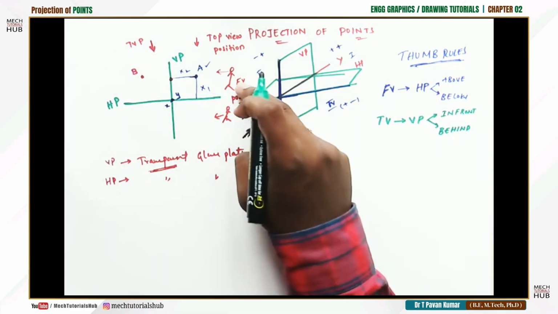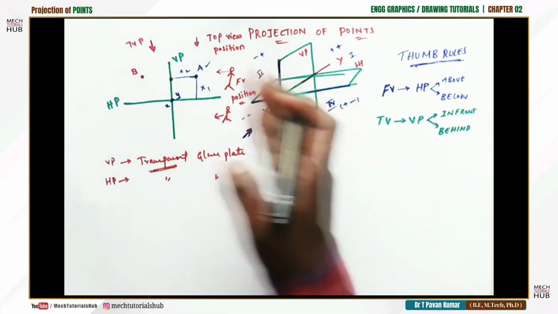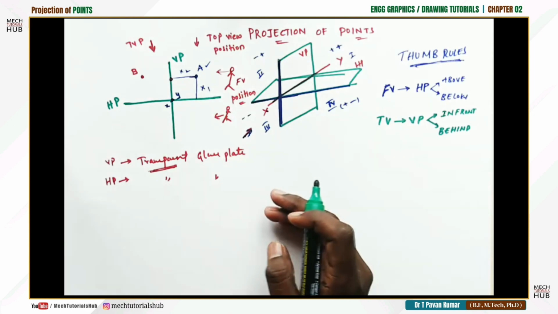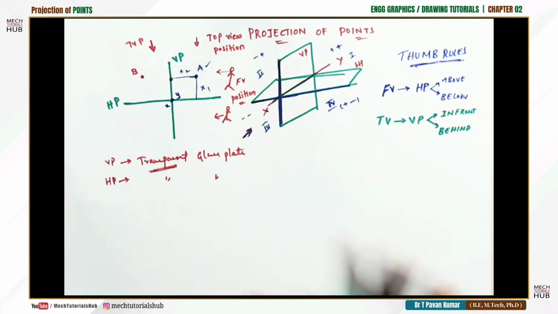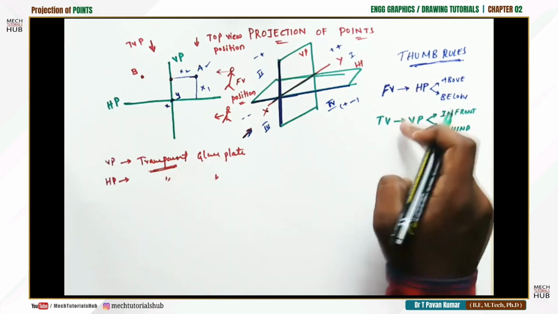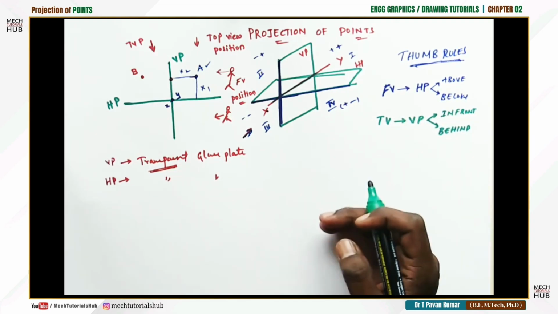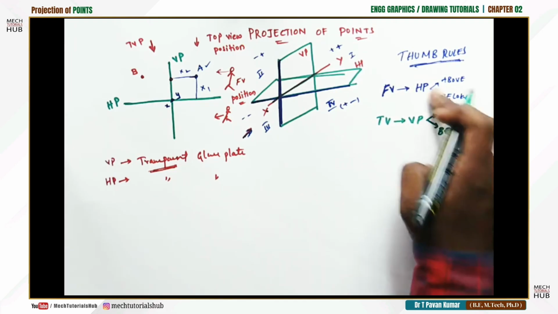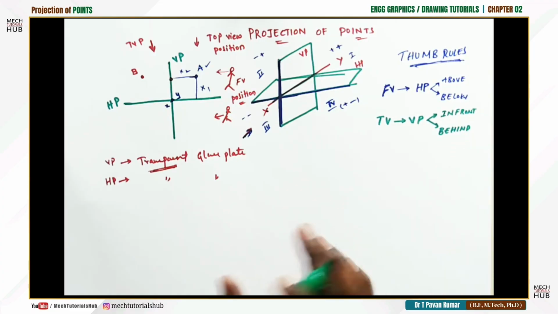When I am standing in the front view, I need to decide above or below. When I am standing in the top view, I need to decide whether it is in front or behind, because we are dealing with transparent glass plates. These are the two thumb rules. Other than this, many more are to come. If you remember this properly, everything becomes so simple.